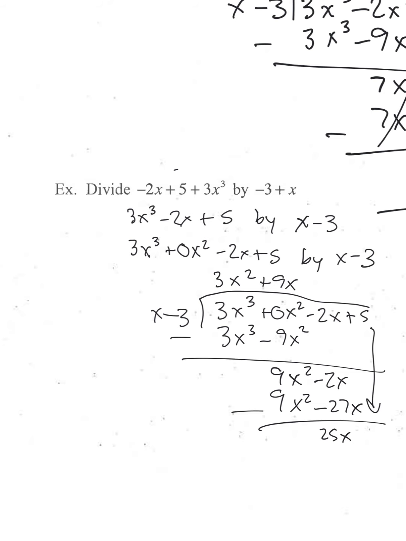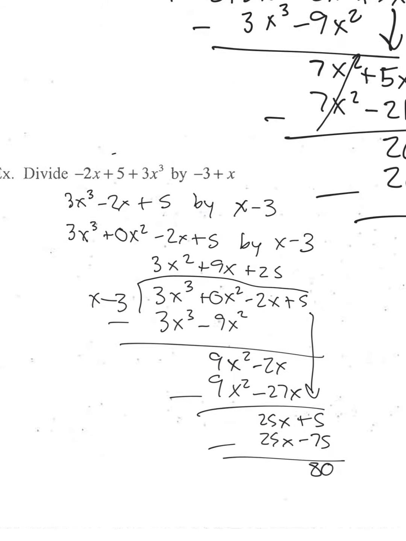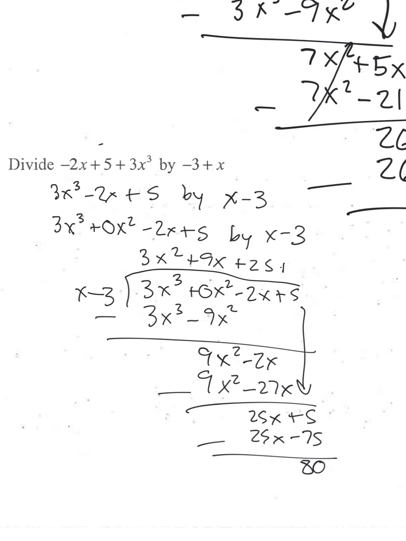Bring down the 5, and we end up with x minus 3 going into 25x plus 5. Well, that's going to be 25 times. 25 times x minus 3 is 25x minus 75. And when we subtract those, we end up getting 80. And once again, we have no other terms to bring down. So we finish up by adding the fraction, 80 over x minus 3.